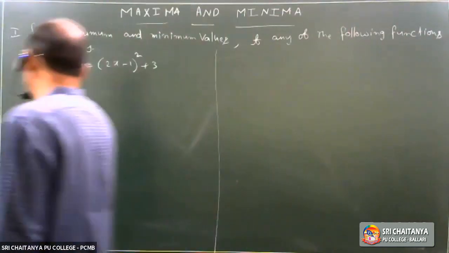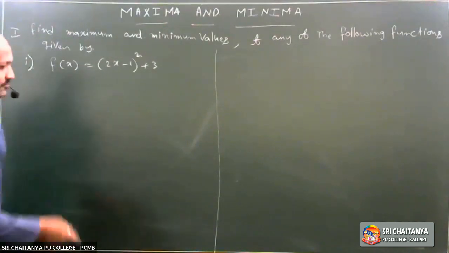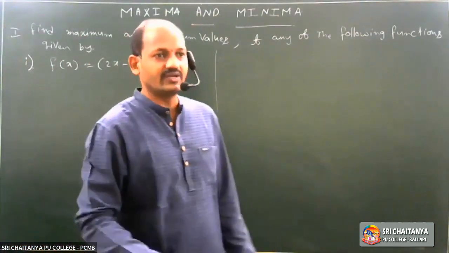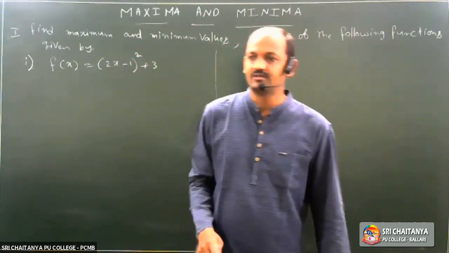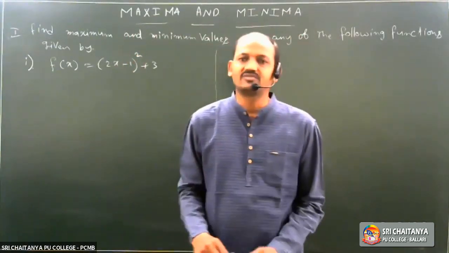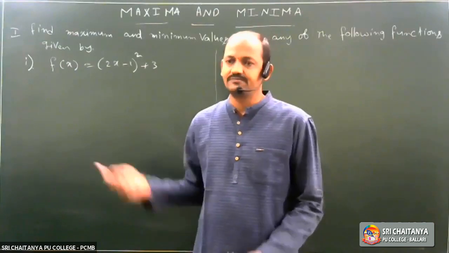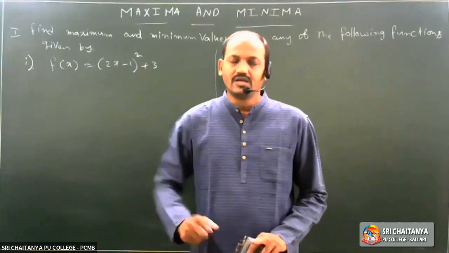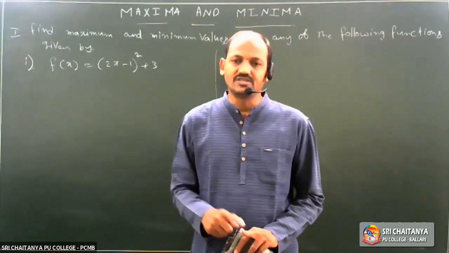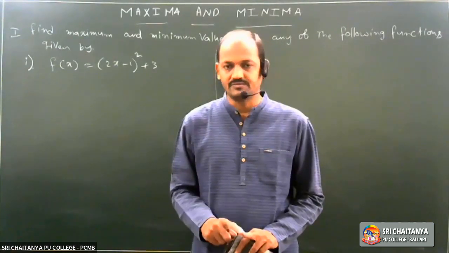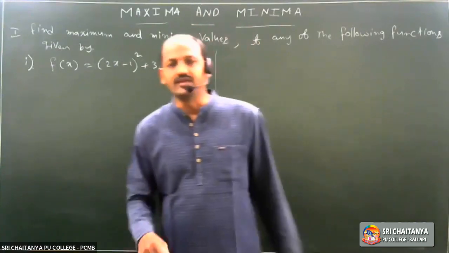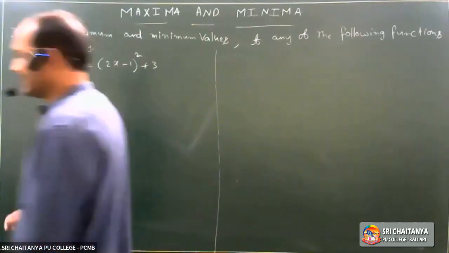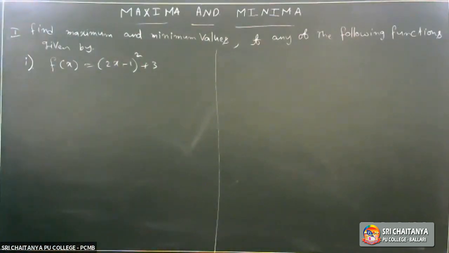Okay, now listen carefully. First, how to identify whether this function has minima or maxima? We have to calculate up to the second order derivative. For the given function, find the first derivative, then find the second derivative. If the second derivative is positive, the function has a minimum. If the second derivative is negative, the function has a maximum. Okay? First identify whether the function has both or only one.